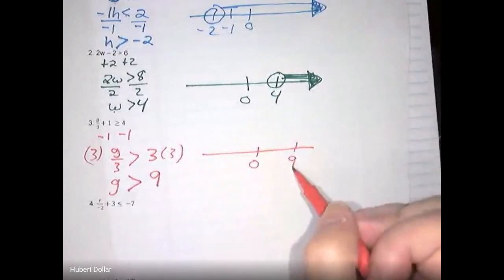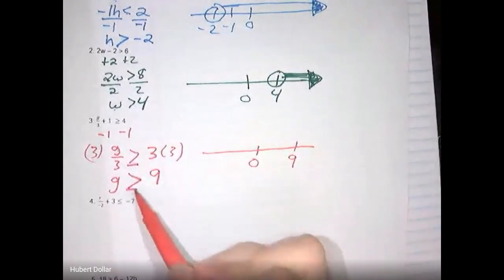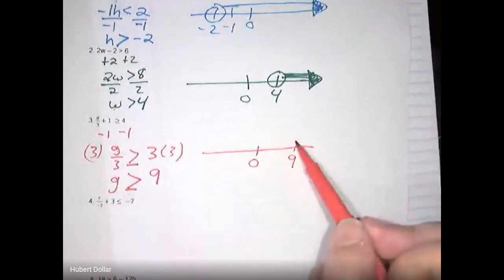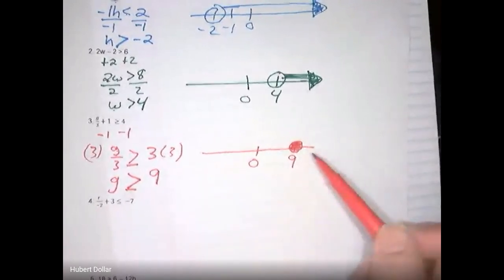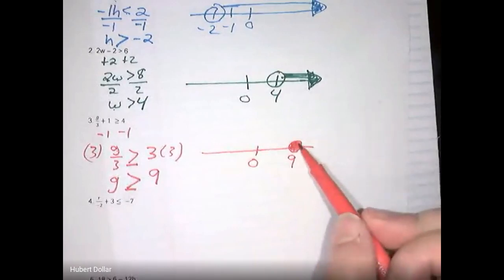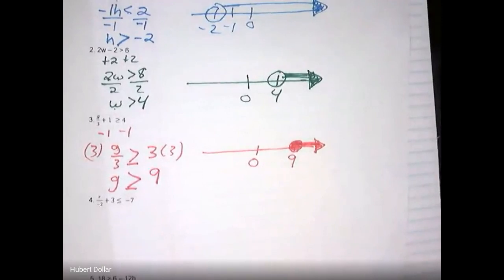9 is to the right of 0. I have lost my equal to sign. Because it's equal to, I have to shade in my circle. It will already be shaded in on iExcel, and I'm going to click on the arrow to the right, and there it is.